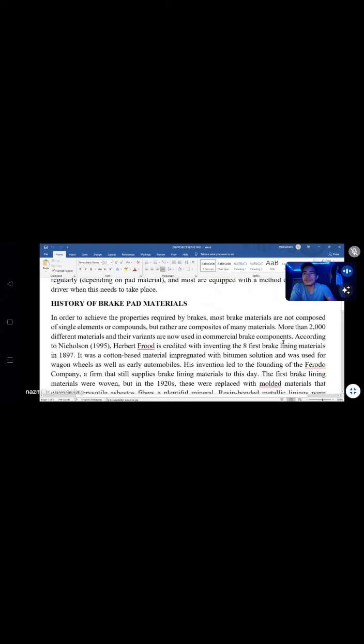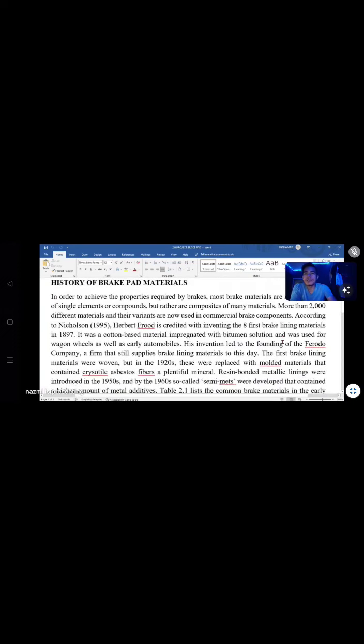History of brake pad material. In order to achieve the properties required by brakes, most brake materials are not composed of single elements or compounds, but rather are composites of many materials. More than 2,000 different materials and their variants are now used in commercial brake components.